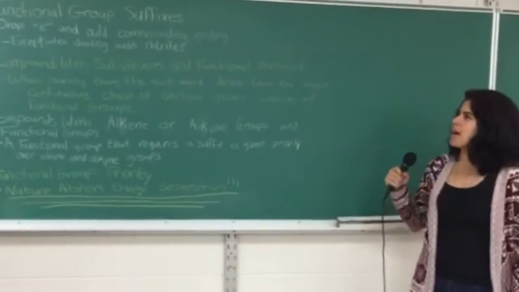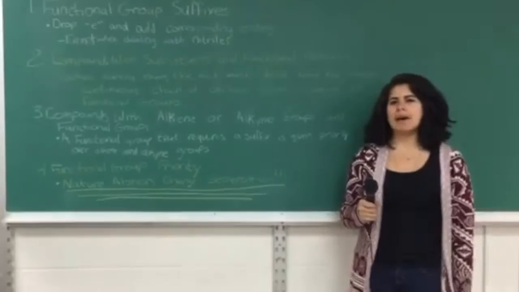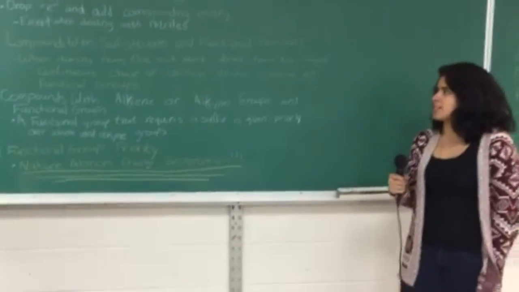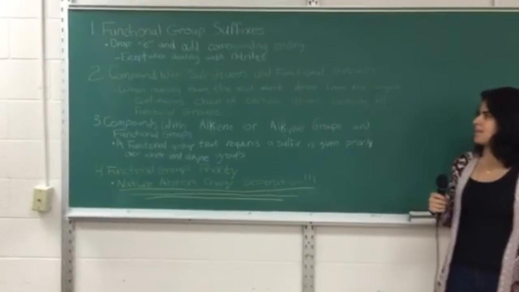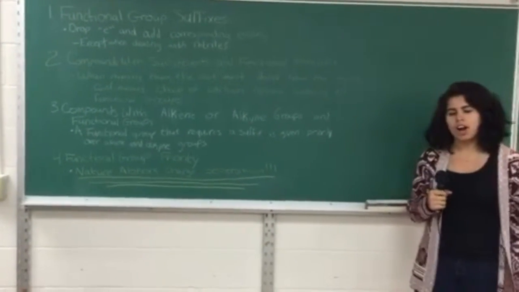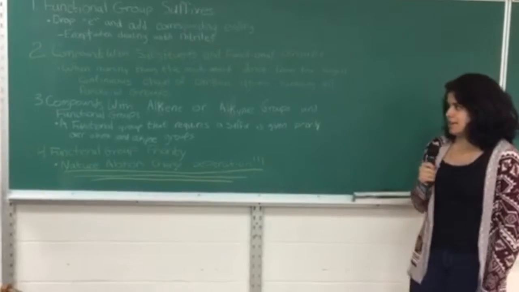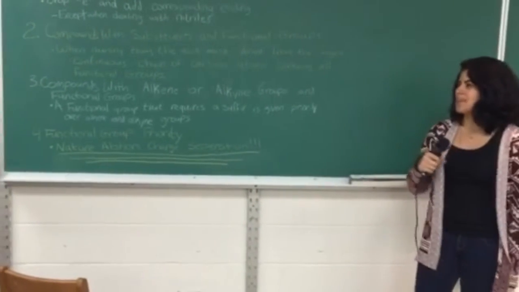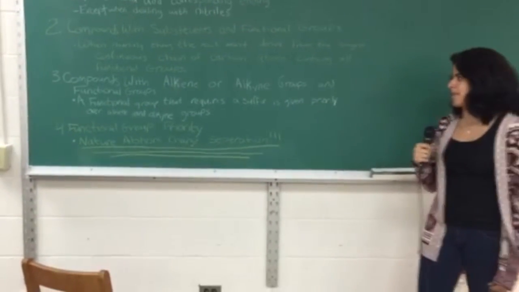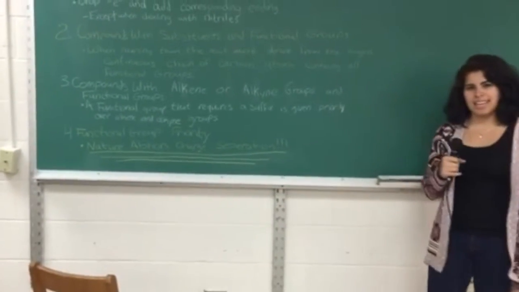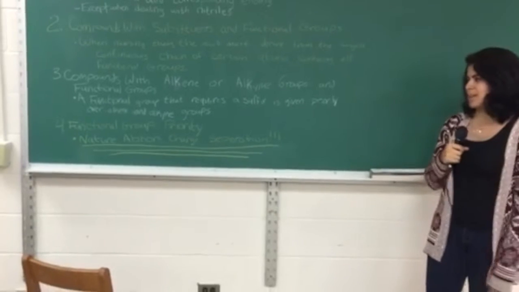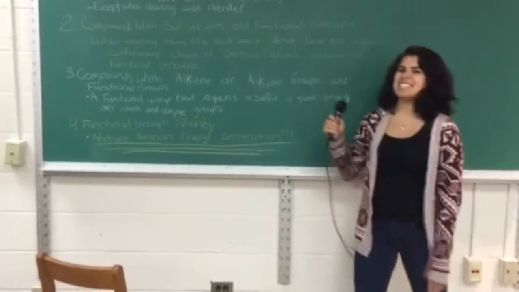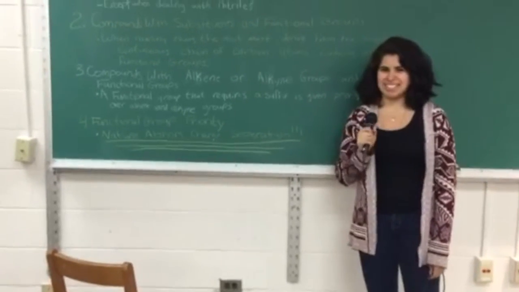Correct. Let's go over everything we learned today. We learned about the functional groups and their suffixes, and compounds with substituents and functional groups. When naming them, the root must derive from the longest carbon chain containing the functional group. We also covered compounds with alkene and alkyne groups and functional groups. A functional group that requires a suffix is given priority over the alkene and alkyne group. In nomenclature, functional group priority exists because nature abhors charge separation.